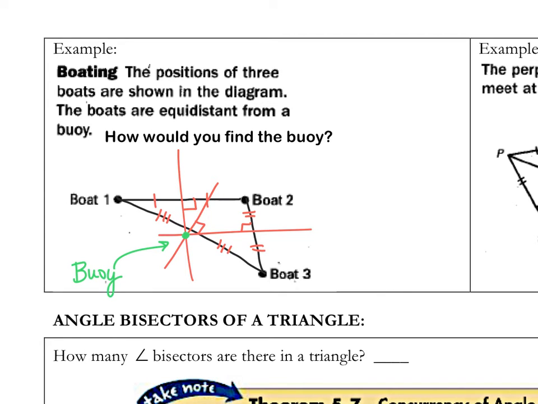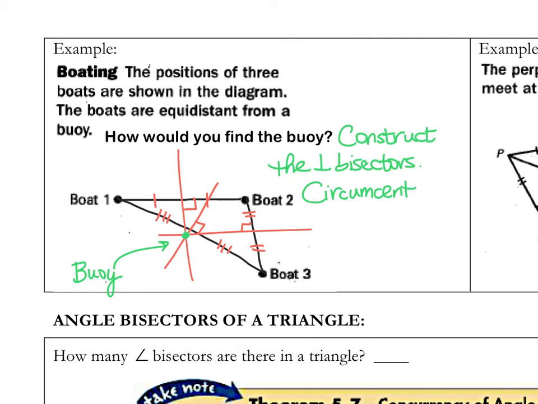All right, so you would construct the perpendicular bisectors, or draw, in this case, sketch. Make the perpendicular bisectors. The circumcenter is where the buoy should be located, because the circumcenter is equidistant from the triangle's vertices.